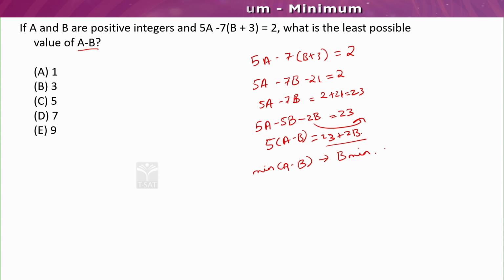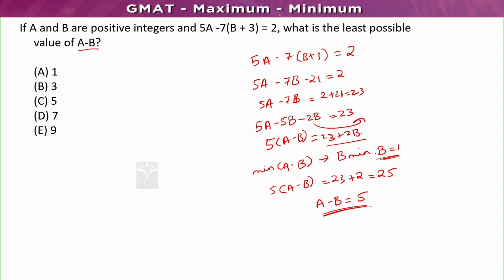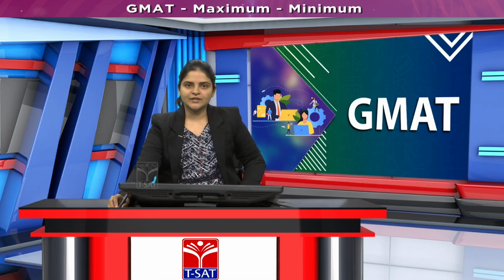B, what is the minimum value B can take? B is a positive integer. So the least positive integer is 1. So when B is equal to 1, you will have the minimum of A minus B, that is 5 times (A minus B) will be equal to 23 plus 2B, that is 2 into 1, that is 2, which equals 25. So A minus B is 25 divided by 5, which is equal to 5. So the minimum value of A minus B is 5. What is the answer? Answer is option C. Let's move to the next question now.